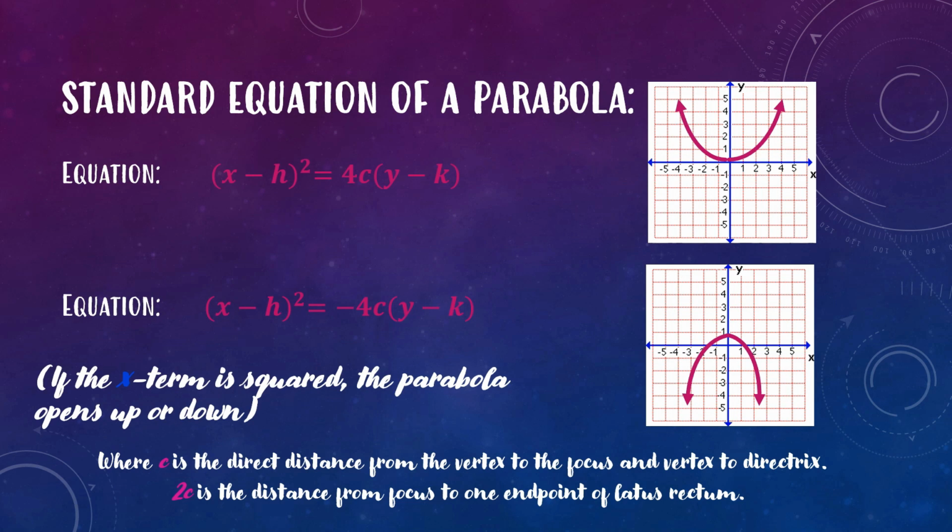The second given, we have negative 4c. Now, if again your x term is squared, or that group of x-related terms is grouped, so we have quantity of x minus h squared, and then your 4c is positive. If 4c is positive, then your parabola will open up, or upward.